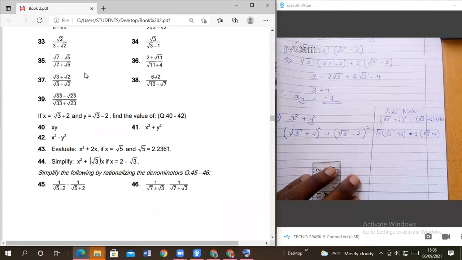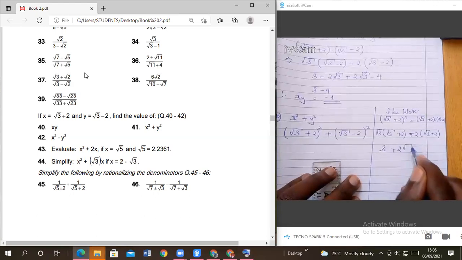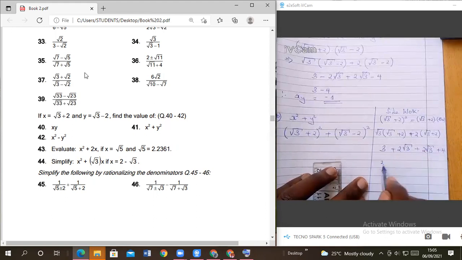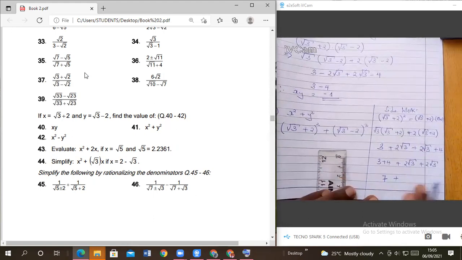So root of 3 times root of 3 will give us 3, plus 2 root of 3, plus 2 root of 3, then plus 4. So collect the like terms: 3 plus 4, plus 2 root of 3 plus 2 root of 3. This one will give us what? 7, not so? 7 plus 4 root of 3. Members, have you seen that?